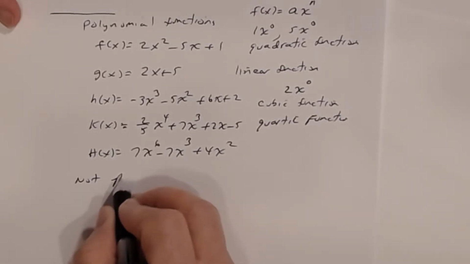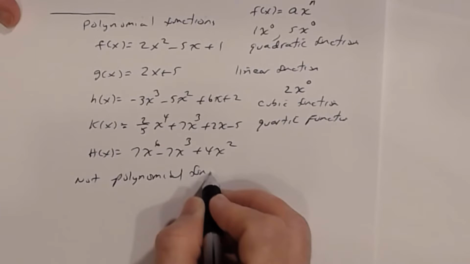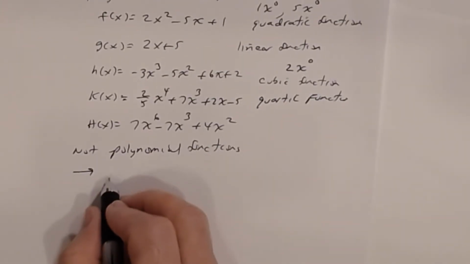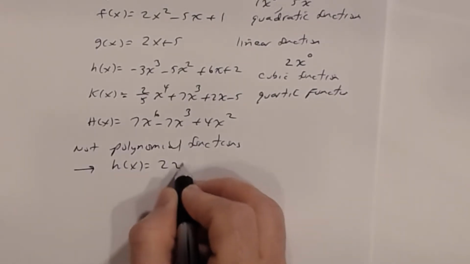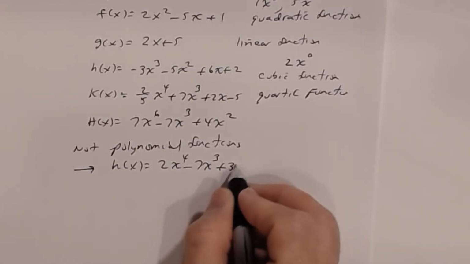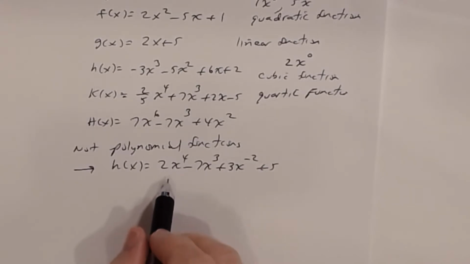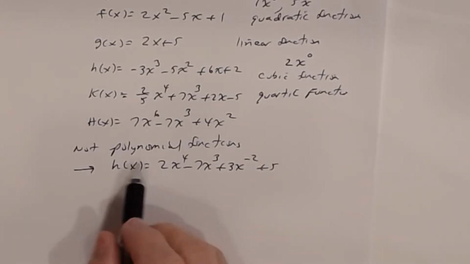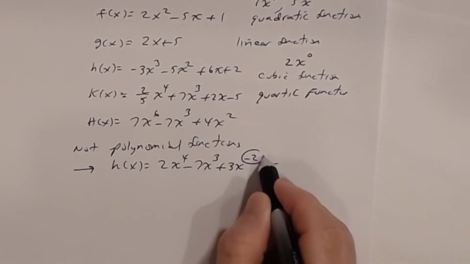So not polynomial functions. An example would be something like h of x equals 2x to the fourth minus 7x cubed plus 3x to the negative second plus 5. All right. Now, what makes this not a polynomial function is this exponent right here.